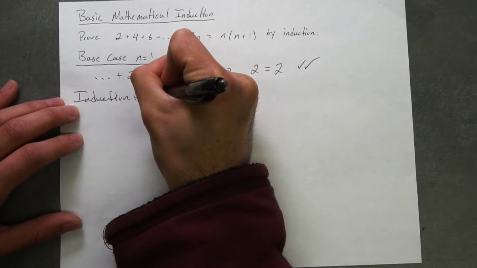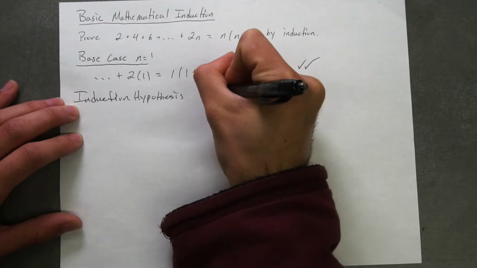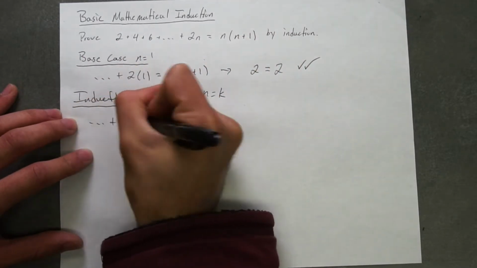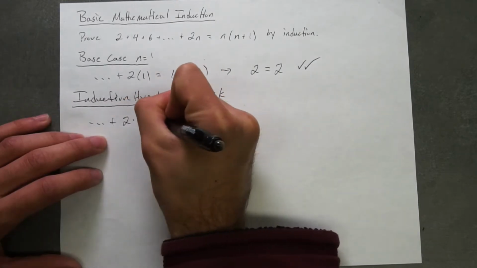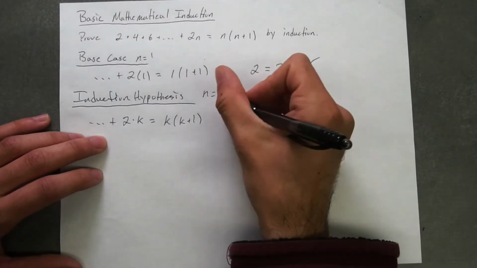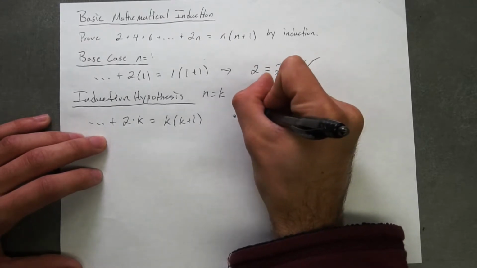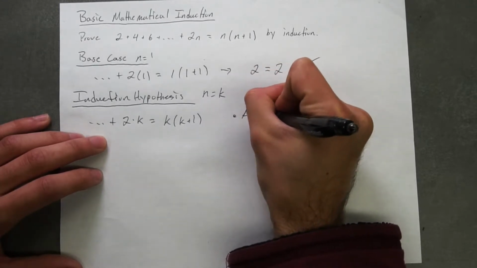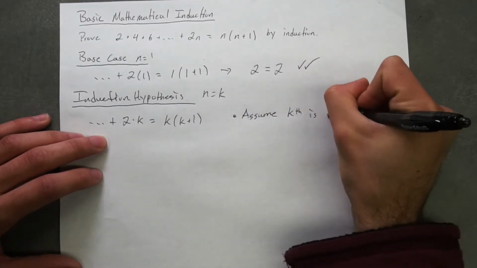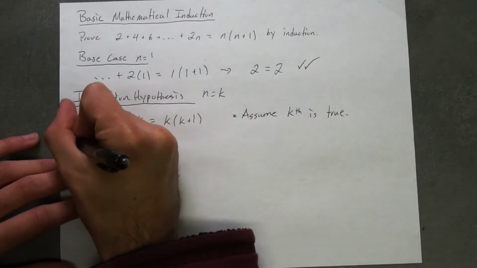And we're going to set n equal to k for the induction hypothesis. So n is equal to k. And we have dot dot dot plus 2 times k is equal to k times k plus 1. And we assume that this case, the hypothesis case, is true. So we assume the kth case is true. So now we move on to the induction step.